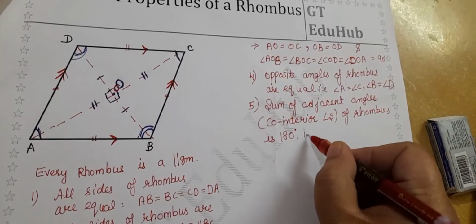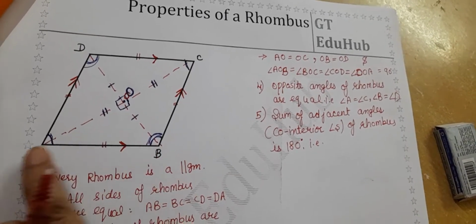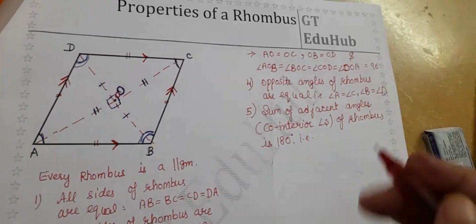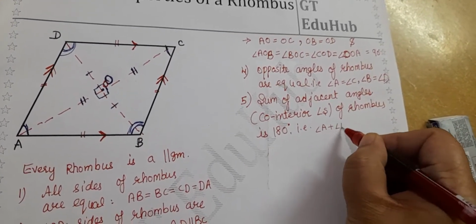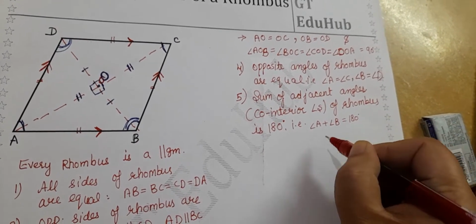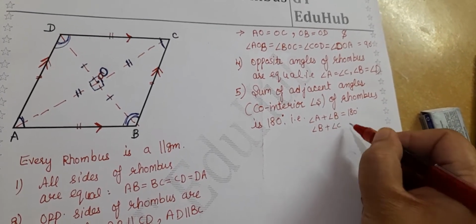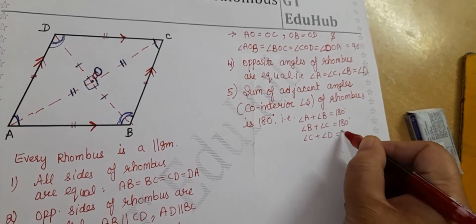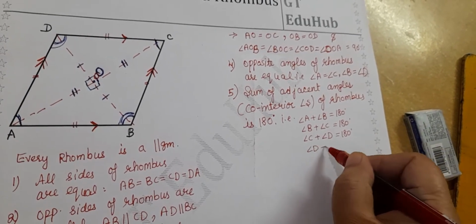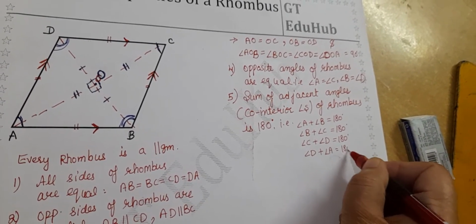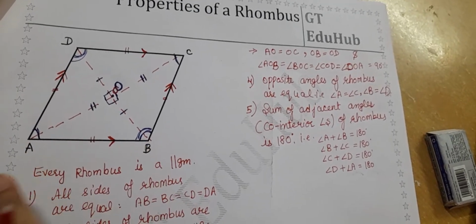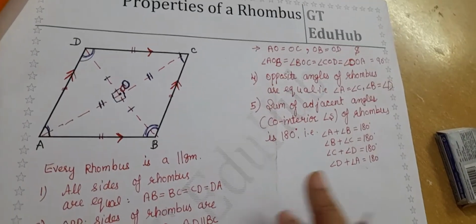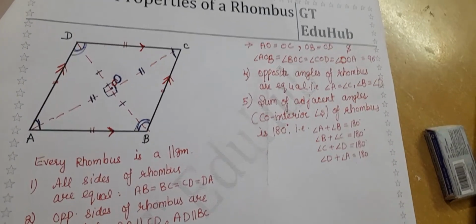So it means angle A plus angle B, these are adjacent angles because they are on the same line. A and B are the 2 points of the same line segment. So angle A plus angle B will be equal to 180 degree. Angle B plus angle C will be equal to 180 degree. Angle C plus angle D will be equal to 180 degree. And angle D plus angle A will be equal to 180 degree. Means any two adjacent angles, whether these are A and B, B and C, C and D or D and A, the sum of pair of adjacent angles is 180 degree.